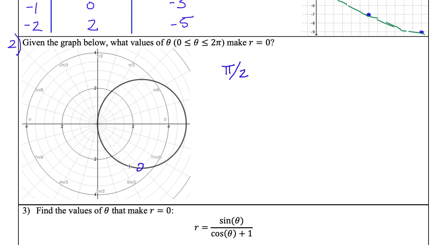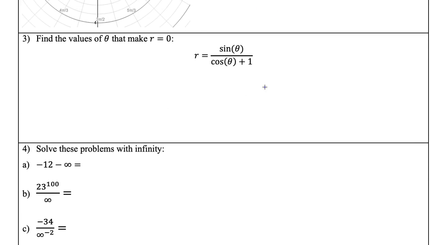And what about from this side? Getting closer and closer to 0 when I approach 3 pi over 2. So the answers are theta should equal pi over 2 and 3 pi over 2. No questions? All right, number 3. Find values of theta that make r equal to 0. So we need to obviously make this top equal to 0. So I'm going to start with my numerator this time. Numerator.